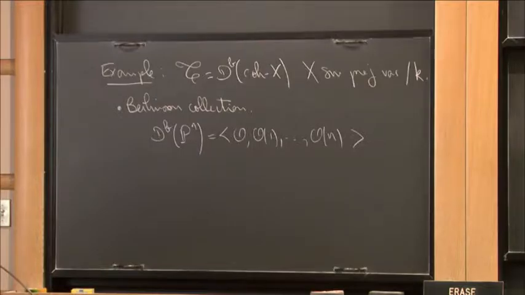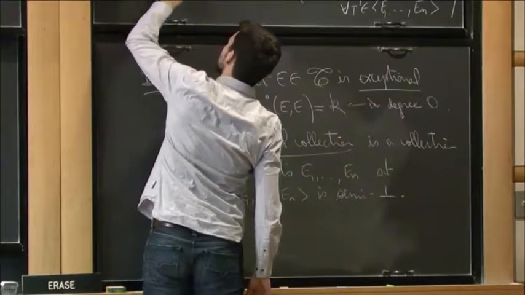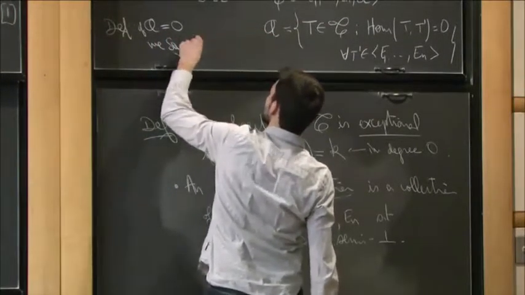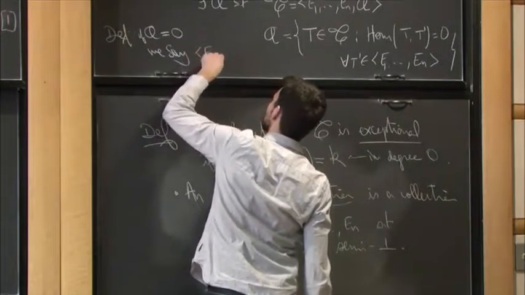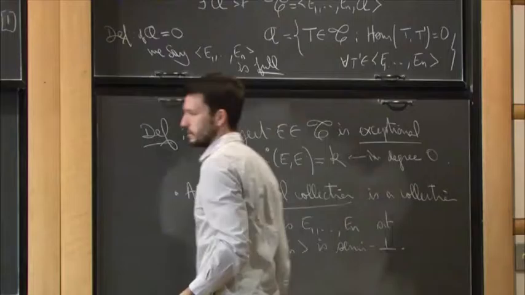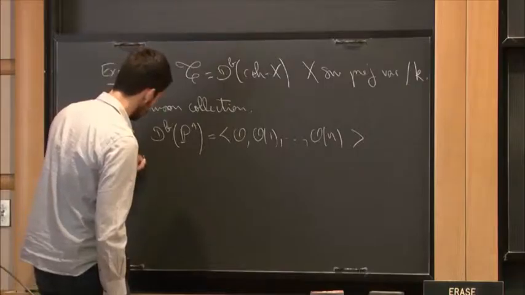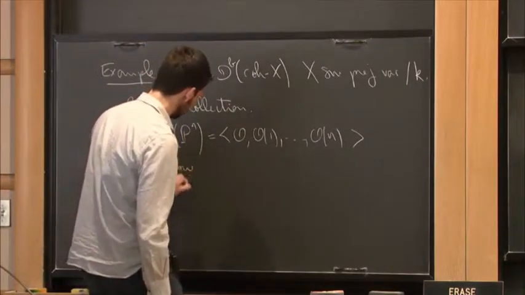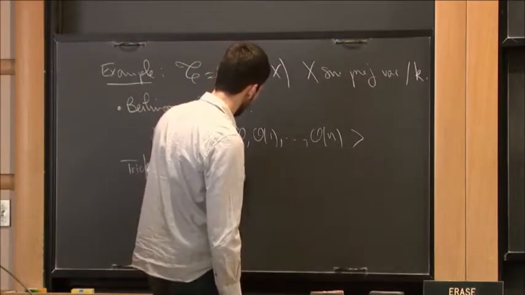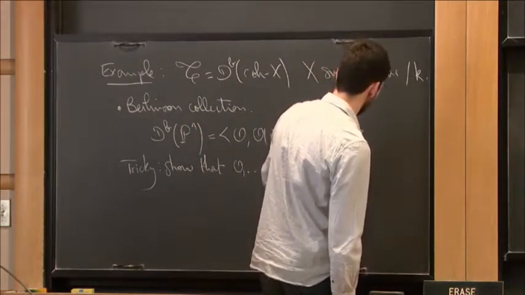Then the tricky part is actually to show that, so maybe I should have defined that here, if A equals 0, we say that the collection is full, so it generates the category. So in that case, what's tricky is to show that the line bundles O, ..., O(n) generate your category.